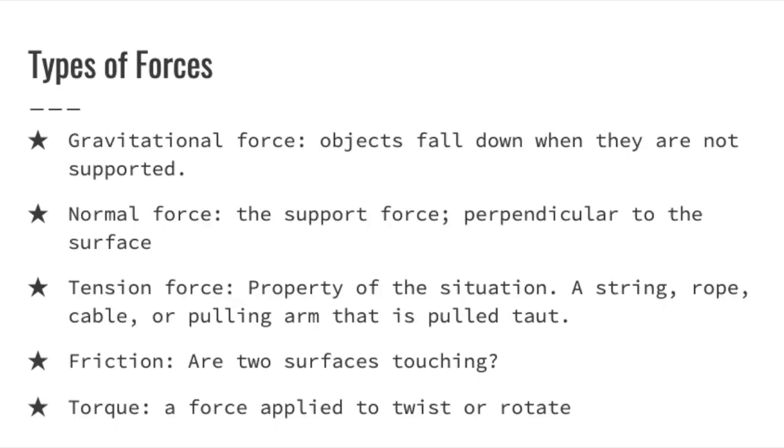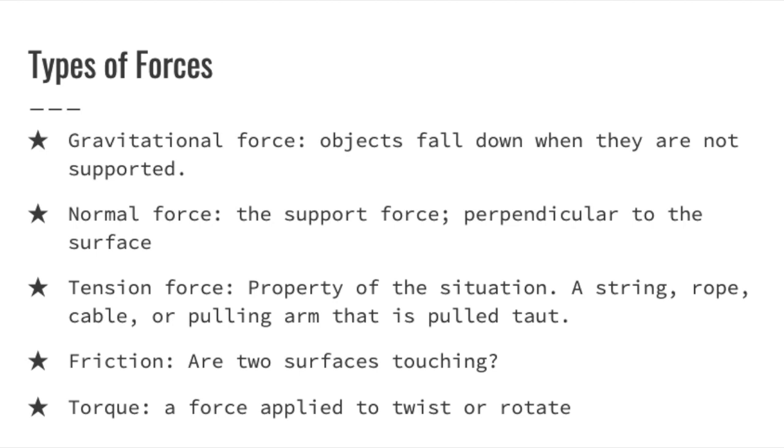The next key concept to understand are forces. One force is the gravitational force. This gravitational force states that objects fall down when they are not supported, because gravity pulls them down. The next force is normal force. This force is the support force, which is perpendicular to the surface. Another force is tension. Tension is a property of the situation, a string, rope, cable, or an arm that is pulled taut. The next force is friction. Are two surfaces touching? If they are, then the force of friction is at work. Our last force is torque. Torque is a force applied when objects twist or rotate.